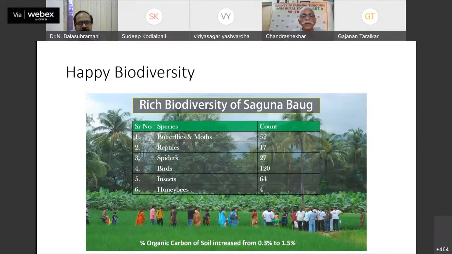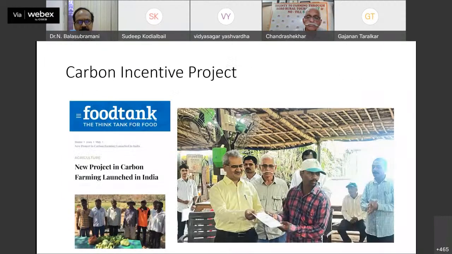From this slide, you can see at our farm, Saguna Baug, in the past, say maybe 10 years, these are the changes. We have found that the number of butterflies identified is 52, 17 different types of reptiles, 27 different types of spiders, 120 different types of birds, insects 64 types, and honeybees 4 types. So this is a big increase on our farm, which we have noticed in the past 10 years. And this is where we say that our SRT technique is bringing in big changes by carbon sequestration and improving biodiversity.